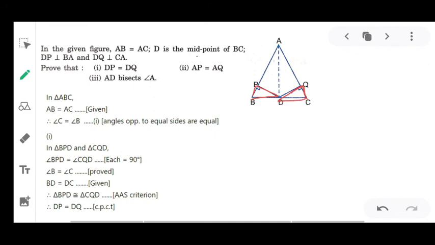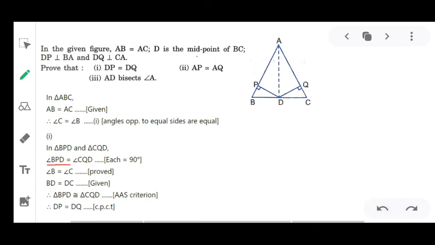in between these two triangles we have angle BPD equals angle CQD, because DP is perpendicular to BA, so this angle is 90 degrees, and angle CQD is also 90 degrees. So in these two triangles BPD and CQD, angle BPD equals angle CQD because each angle is 90 degrees.